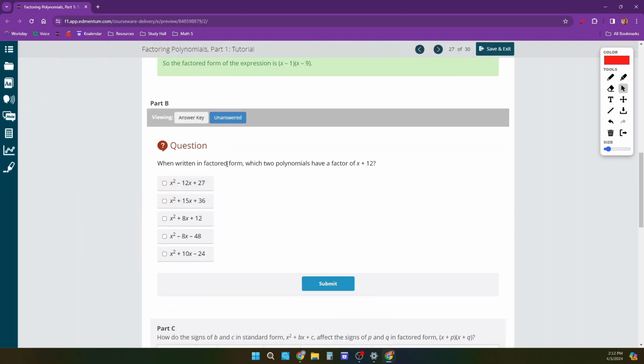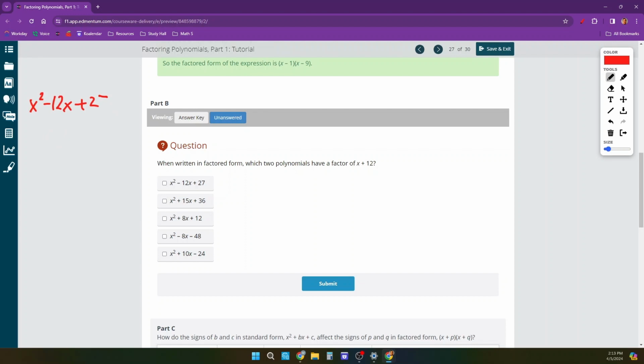Part B, it says, when written in factored form, which two polynomials have a factor of x plus 12? Oh boy, so this is one question that is secretly 1, 2, 3, 4, 5 questions. So let's go ahead and do our work. We're going to see if we can speed run this a bit. So we're going to have x squared minus 12x plus 27.